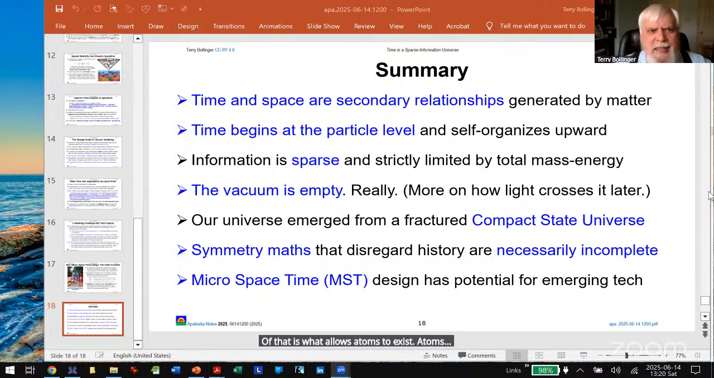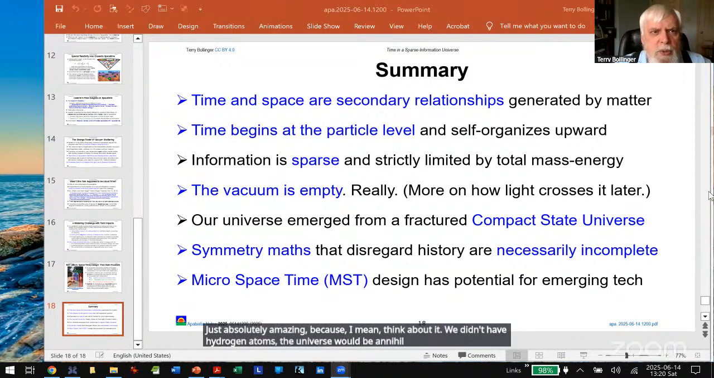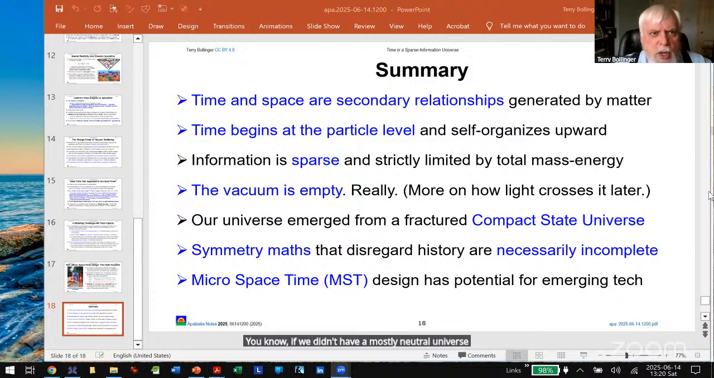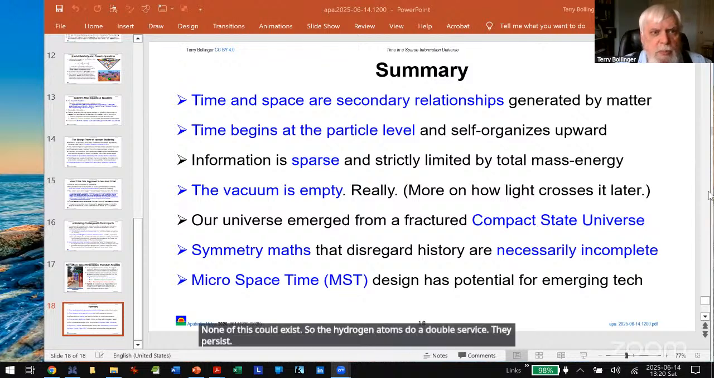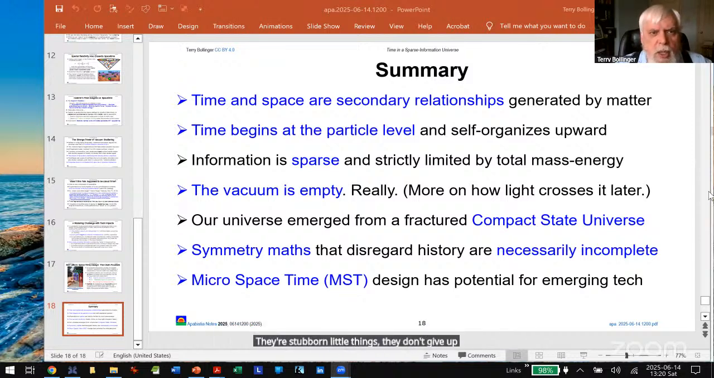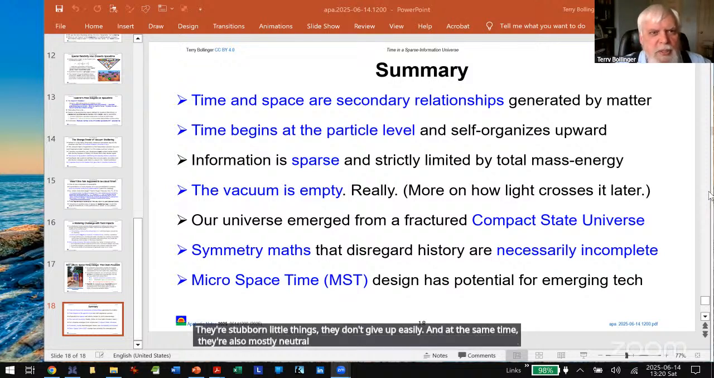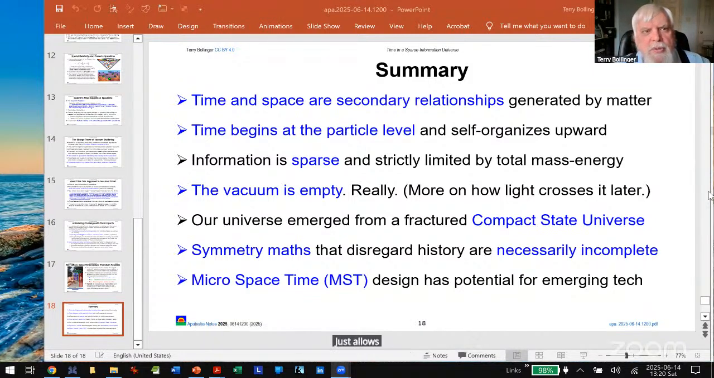Hydrogen atoms are an amazing thing, just absolutely amazing, because think about it. If we didn't have hydrogen atoms, the universe would be annihilated instantly by electrical attraction. If we didn't have a mostly neutral universe in which most of the charge is canceled, none of this could exist. So the hydrogen atoms do a double service. They persist. They're stubborn little things. They don't give up easily. And at the same time, they're also mostly neutral. Almost cancellation is just an amazing thing, because it allows the emergence of all sorts of complexity.